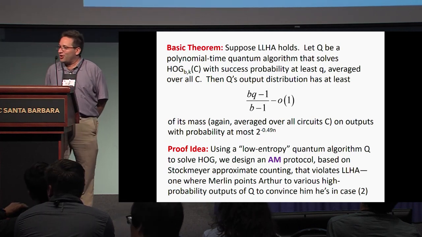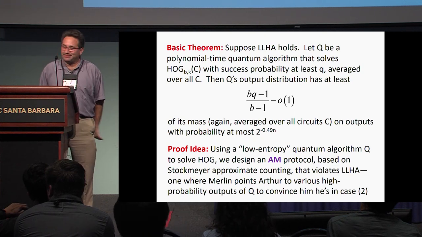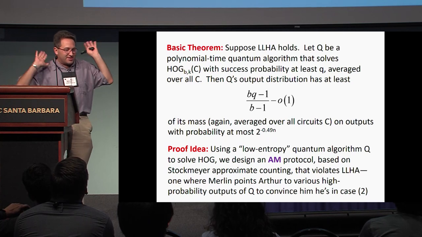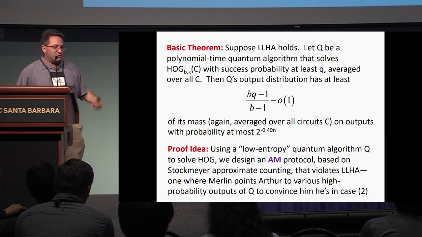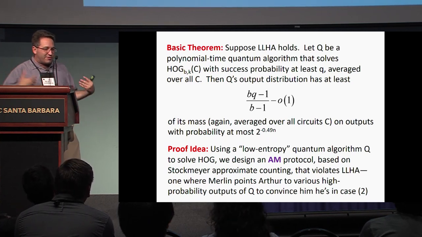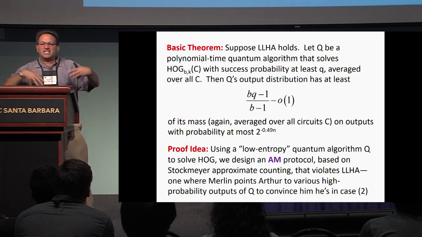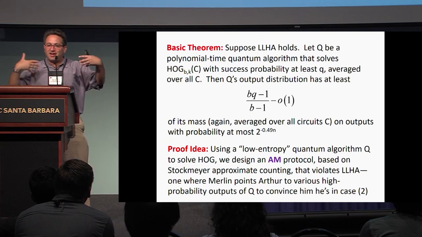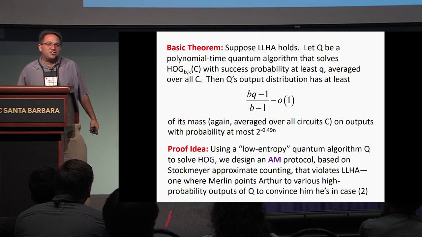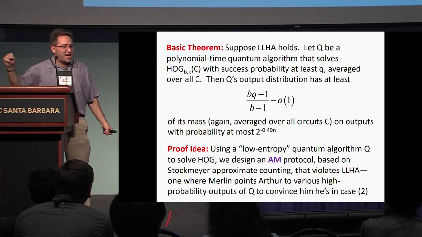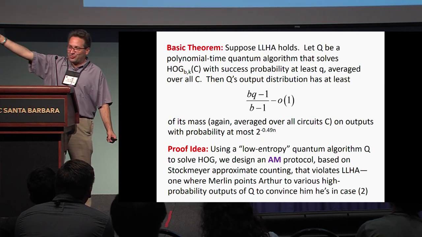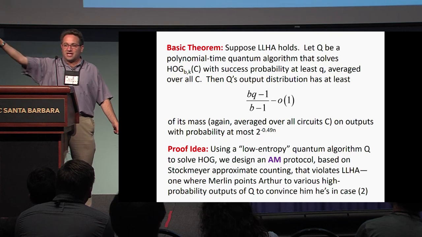Yeah, but we're making a hardness assumption. And the proof idea is, if you assume that there was a low entropy quantum algorithm that quickly solved this problem, we can exploit that to get an AM protocol that would violate this LLHA, right? The intuition comes from, just imagine that we had a zero entropy quantum algorithm, a pseudo-deterministic one that always produced the same output.